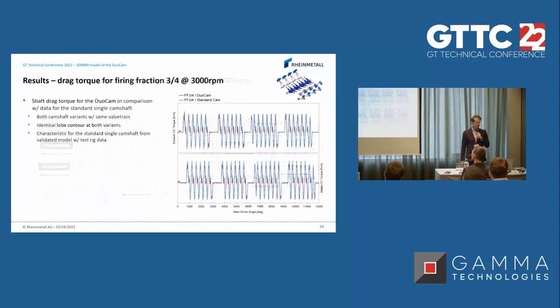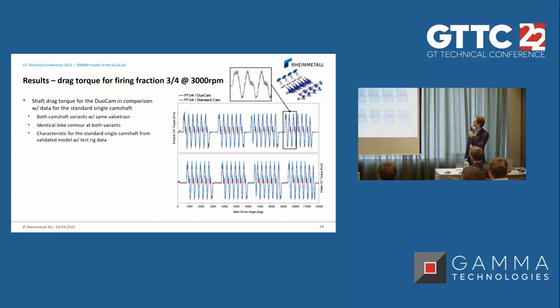So how does this affect the drag torque? We have here a comparison between the standard cam, which is validated by the test rig, and our DuoCam. Since there are holes integrated in the DuoCam, we have a slightly lower stiffness for bending and torsional. If we have a closer look at the amplitudes here, we can see it's slightly lower compared to the standard cam, and this is absolutely plausible at this point. We also have a really good agreement in the characteristics.